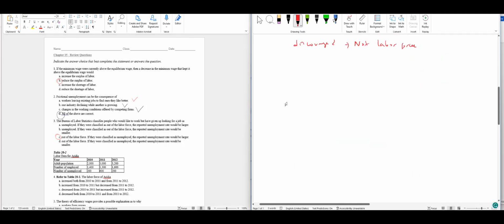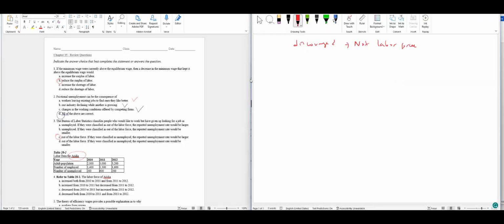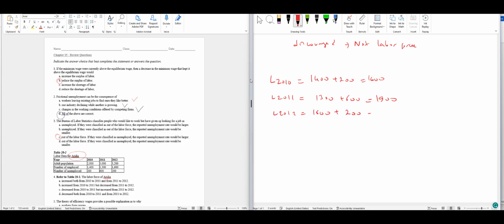Question number 4. In this question, you need to calculate the labor force for this country for each year. So let's start with 2010. Labor force 2010 is the sum of employed plus unemployed, which is 1600. Labor force 2011, employed plus unemployed. Labor force 2012, it's employed plus unemployed. So labor force increased from 10 to 11 but decreased from 11 to 12. Therefore, the right answer is B.